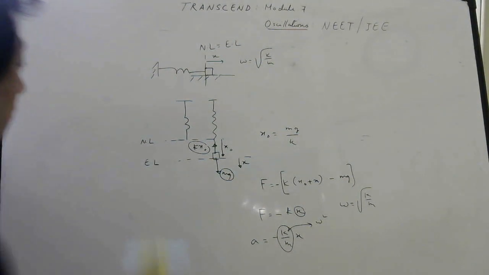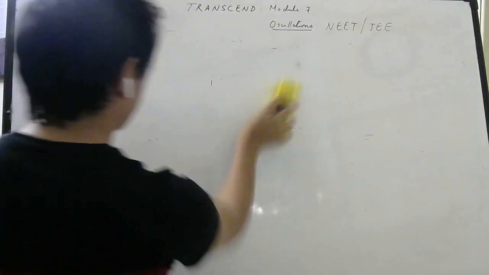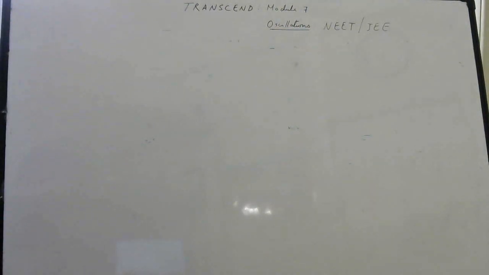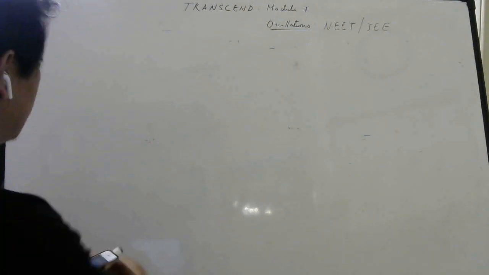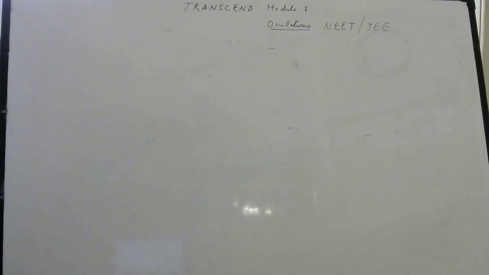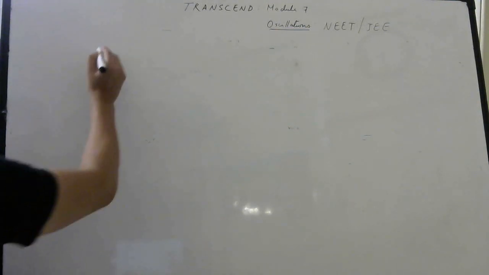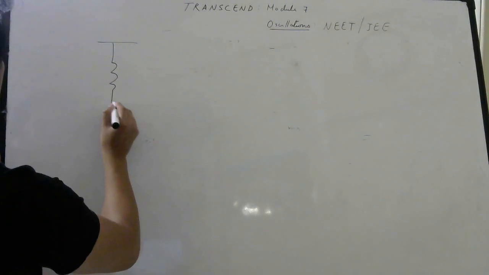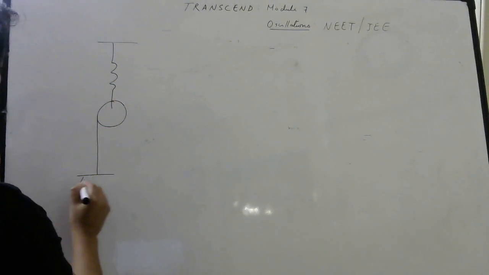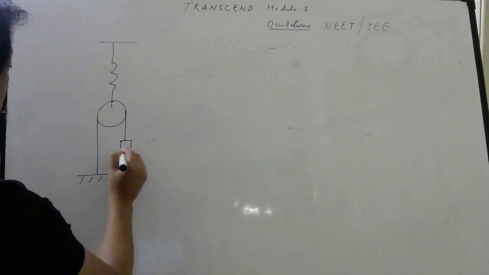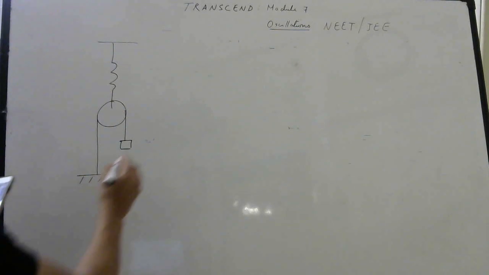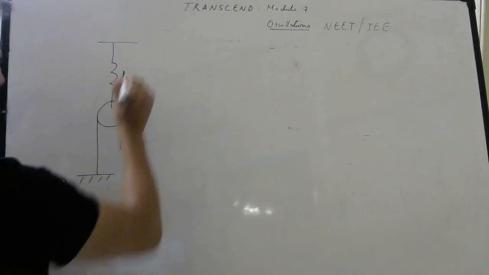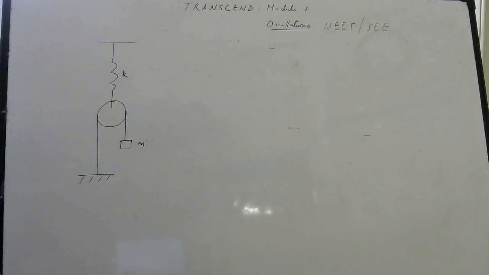Okay. So based on this, the next question is asked, which is question number 20. Okay. So they have given you a different kind of system. So here there is a spring, there is a pulley, this is fixed, and here there is a block. So they want you to find the time period of this system.